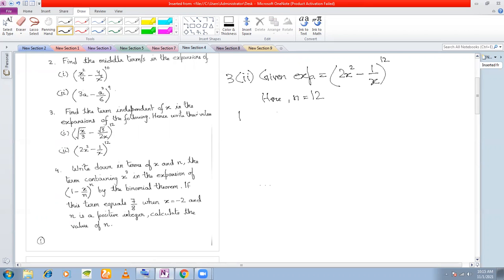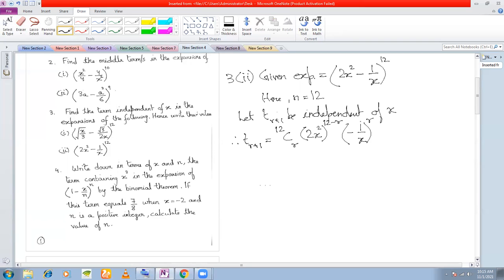So again, I start by saying let the rth term be independent of x, or let Tr+1 be independent of x. So therefore, what is Tr+1? nCr, n is 12, 12Cr, x to the power of n minus r. What is x here? (2x²) to the power of n minus r, into a to the power of r. A here is (−1/x) to the power of r. Now we just simplify this, collect the x's together.